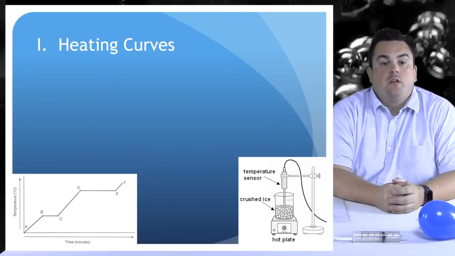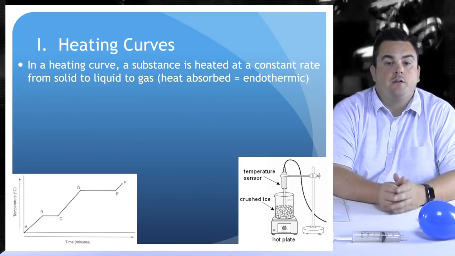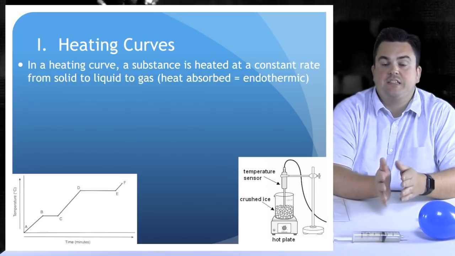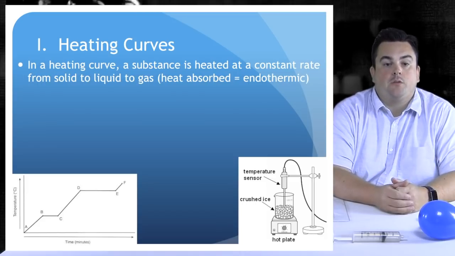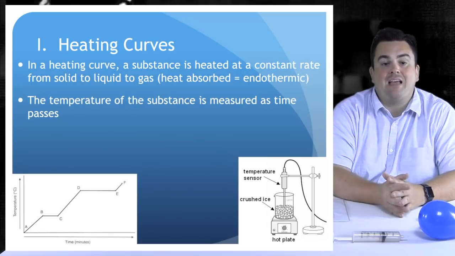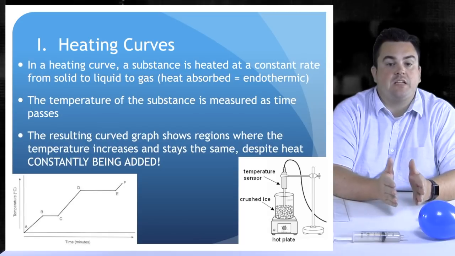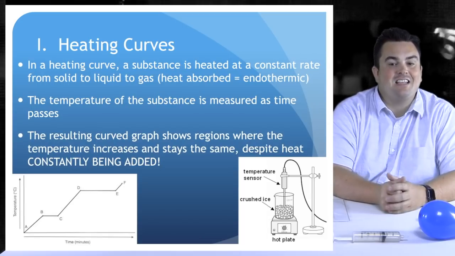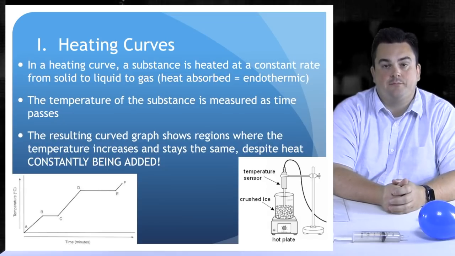Heating curves. In a heating curve, a substance is heated at a constant rate from solid to liquid to gas. Heat is being absorbed, so it's endothermic. The temperature of the substance is measured as time passes. The resulting curved graph shows regions where the temperature increases and stays the same despite heat constantly being added. We can't stress enough that there's a constant source of heat.